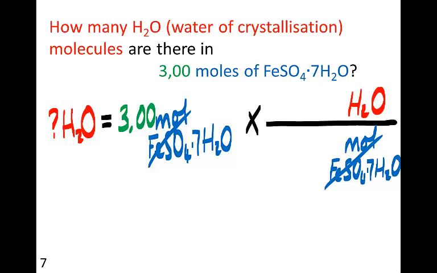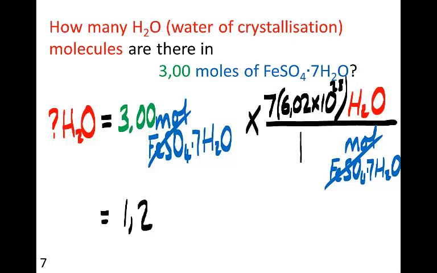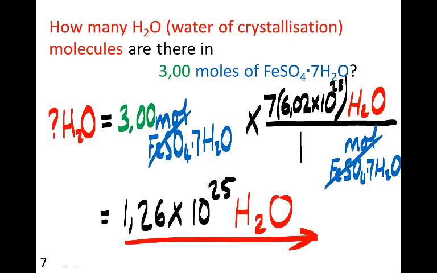For this particular molecule, 1 mole of iron sulfate contains 7 moles, which is 7 groups of 6,02 times 10 to the power 23 water of crystallization molecules. We see that 7 over there. 7 H2O. So that's 21 times Avogadro's number, which gives us 1,26 times 10 to the power 25 water of crystallization molecules. Now notice this question says how many water of crystallization molecules.